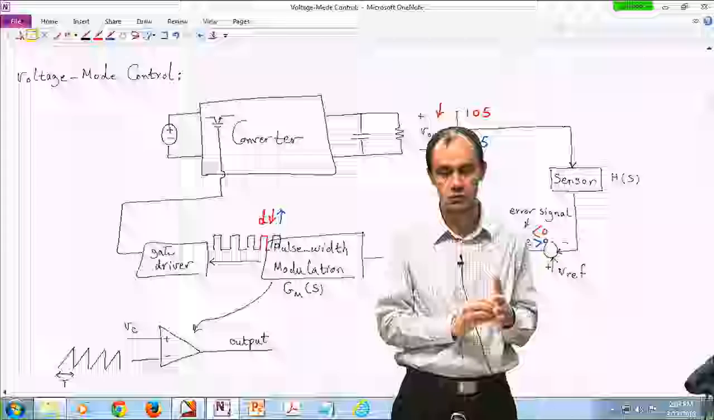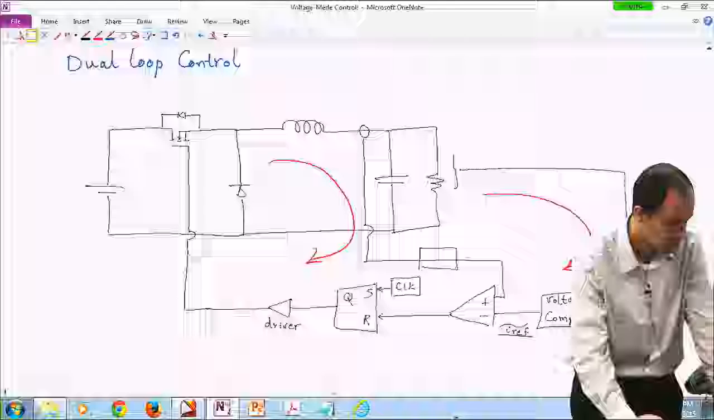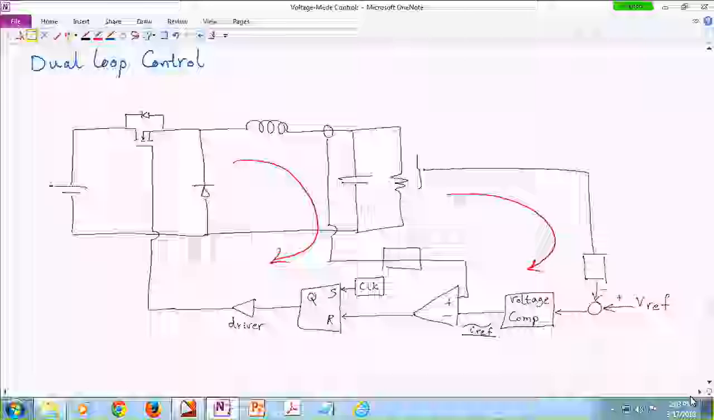So you may argue that instead of doing things this way, I may want to actually measure the current of the inductor and incorporate that in my decision-making process. And that's what we are going to be discussing now, which is called the current mode control, because now we also measure the current, or dual loop control or current injection control, things like that.